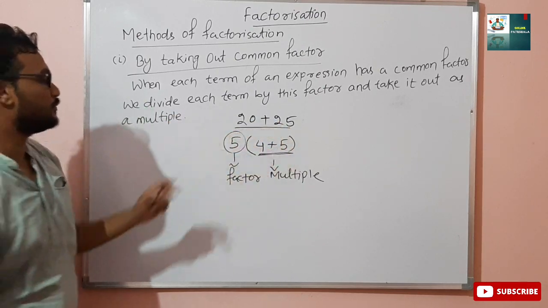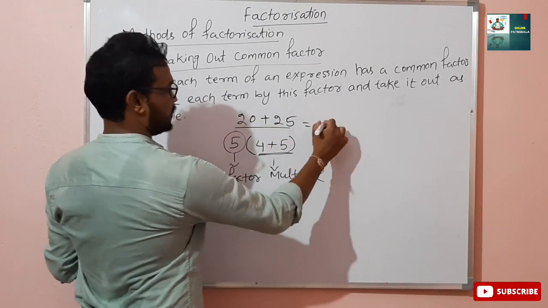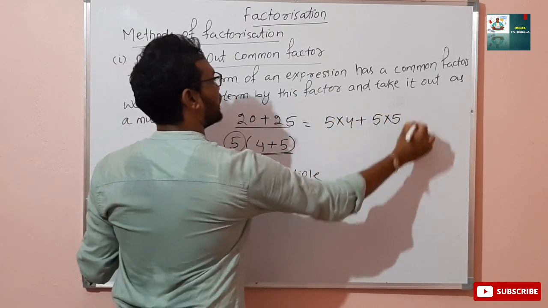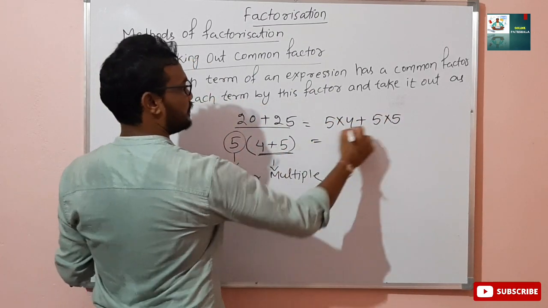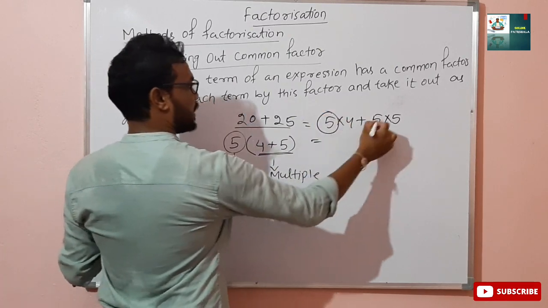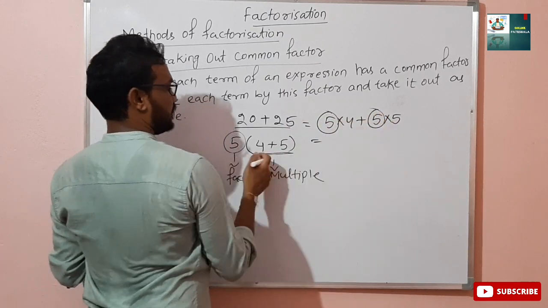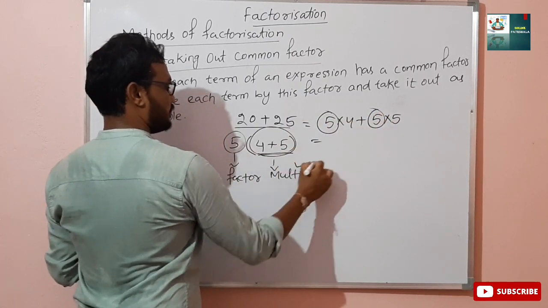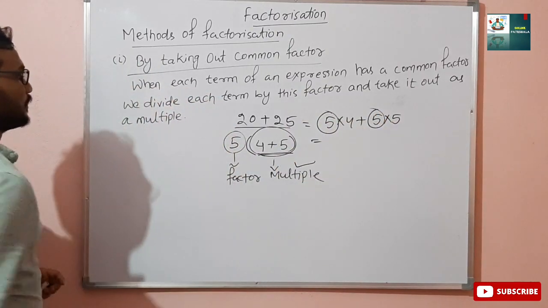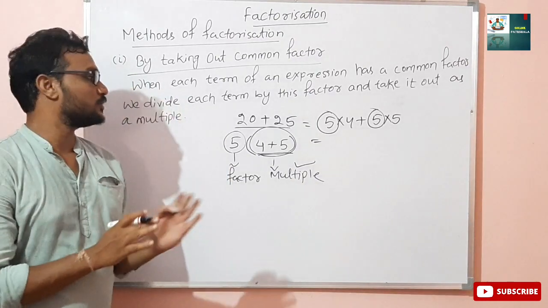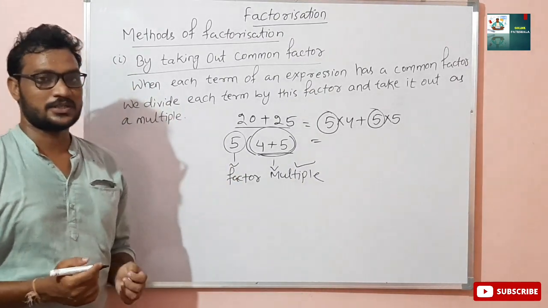This can be written as 5 into 4, and this as 5 into 5. So what is the common factor between them? Here 5, here also 5. Take 5 outside. Here 4 is left, here 5 is left. Add them. So this term acts as the common factor and this term acts as the multiple. But this is for numbers, and numbers are not in our books. In our books, algebraic expressions are there.